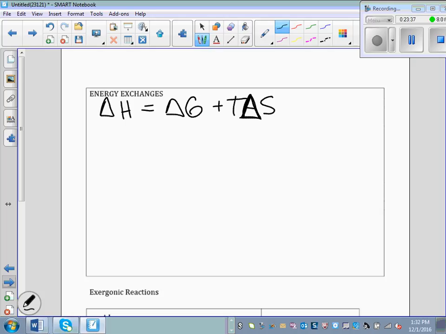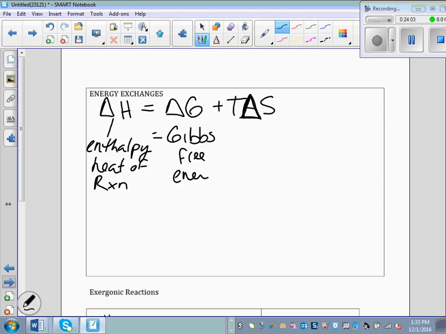Okay, so delta H is the change in enthalpy. Enthalpy is the heat of the reaction. Delta H equals, I hate saying this one because it's the one you guys get mad at, delta G, Gibbs free energy, plus temperature in Kelvin.